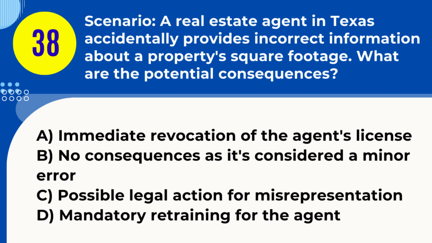Question 38. Scenario: A real estate agent in Texas accidentally provides incorrect information about a property's square footage. What are the potential consequences? A. Immediate revocation of the agent's license. B. No consequences as it's considered a minor error. C. Possible legal action for misrepresentation. D. Mandatory retraining for the agent. Answer: C. Possible legal action for misrepresentation.